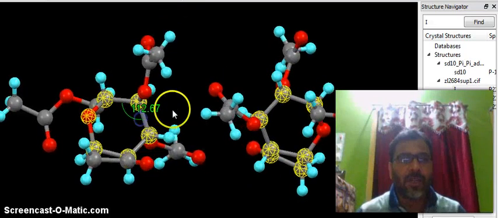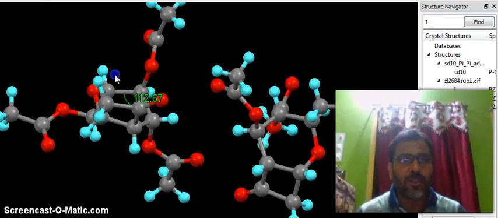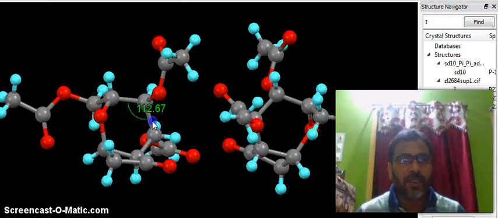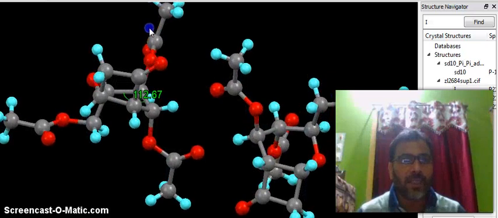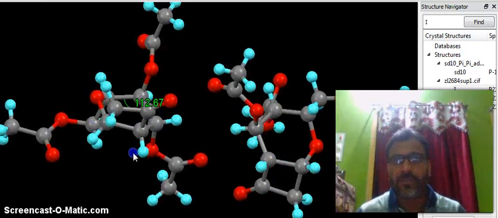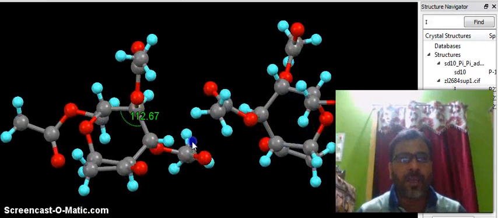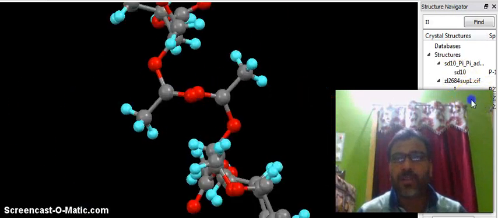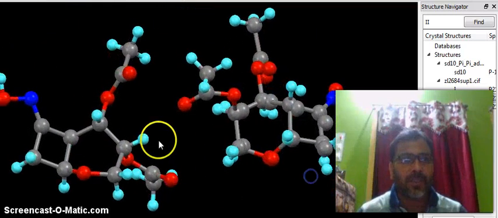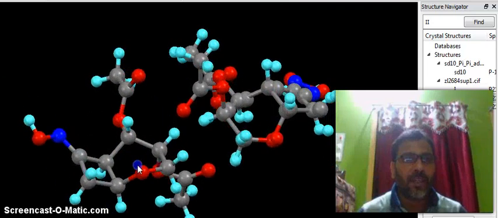So sometimes we say this is the chair form or boat form. You know the chair form is more stable than the boat form. So you see this is up and this is down, and this has a little bit of deviation. So this is the structure of pyranose. Pyranose is important. Now you see another molecule, it looks like a chair or boat form.